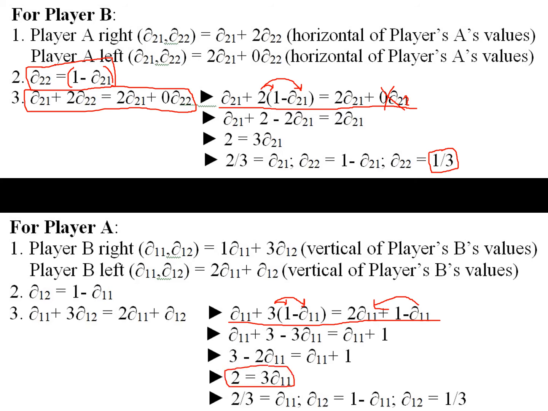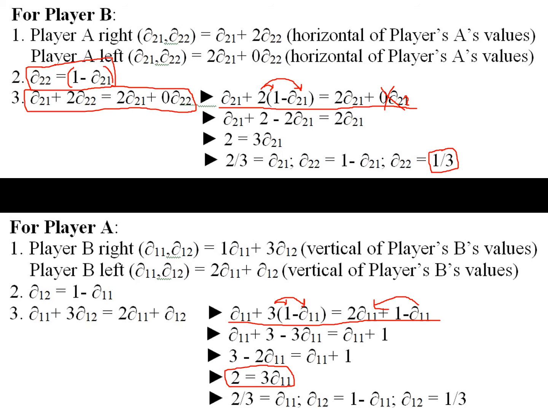Algebraically, we move the terms around by adding and subtracting terms on both sides of the equation, and we end up with 2 is equal to 3 theta 1,1. That ends up being theta 1,1 is equal to 2/3. And we use the pizza formula: theta 1,2 is equal to 1 minus theta 1,1. So that leaves theta 1,2 as 1/3.